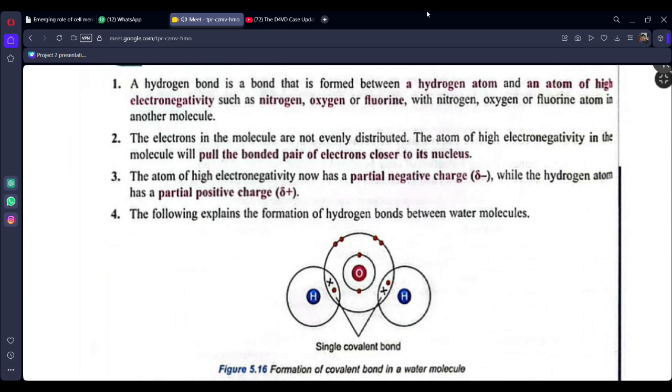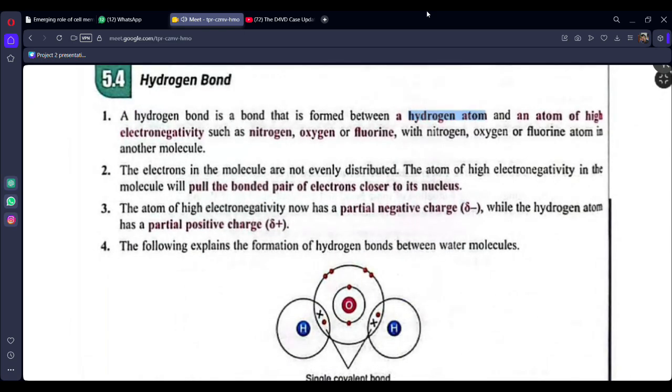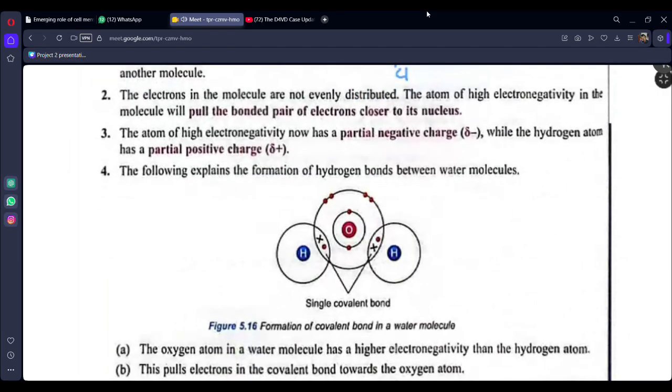So hydrogen bond will always involve hydrogen. HNOF. Always remember that. Hydrogen, nitrogen, oxygen, fluorine. Never forget this. Now, let me explain. The atom with high electronegativity has a partial negative charge. The hydrogen atom basically has a partial positive charge.